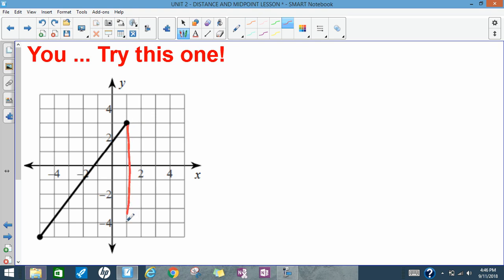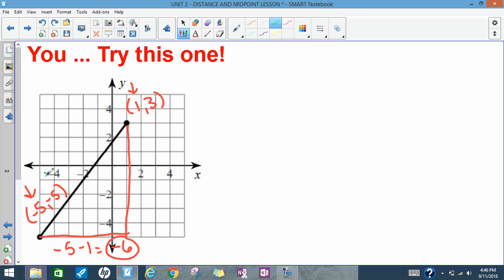So I can create my right triangle, find the coordinates of my points. They're (1, 3) and (-5, -5). So to find this distance down here, I'm going to do -5 minus 1 and get -6. And we can just call it +6.